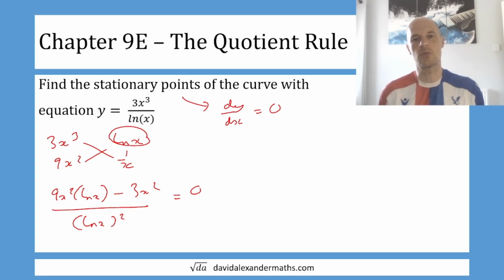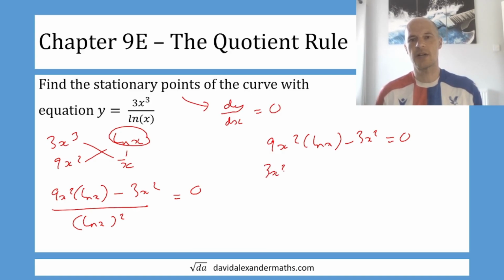Now when a fraction equals 0, the denominator can be ignored, so we can simply say that 9x squared ln x minus 3x squared equals 0. Now we're going to factorise out the 3x squared, so that's 3x squared, 3 ln x, take away 1 equals 0. Therefore 3x squared equals 0, and 3 ln x minus 1 equals 0, or 3 ln x equals 1.